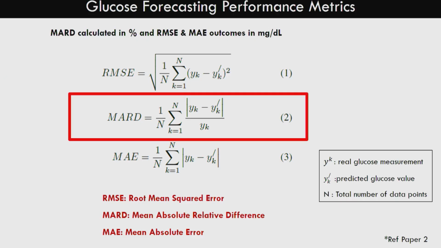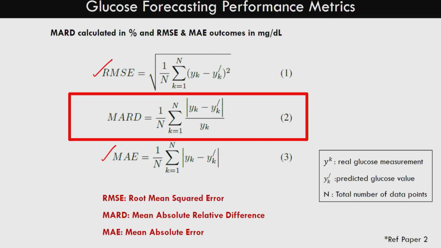So, what are the metrics? How will you validate your model? These are the typical metrics for machine learning models. For forecasting, there are regression metrics that you can use, root mean squared error or mean absolute error. But in addition, because we are working in CGM, we also use MARD.